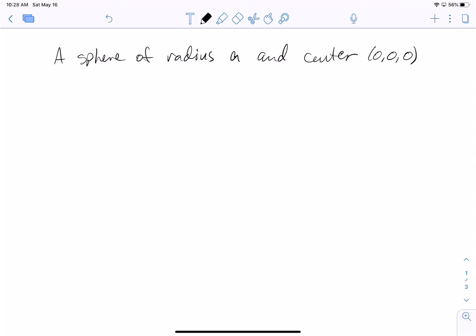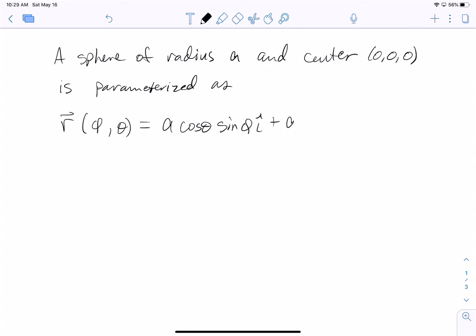A sphere of constant radius, say a, and center 0, 0, 0, is parameterized as r is a function of phi and theta: a cosine theta sine phi i plus a sine theta sine phi j plus a cosine phi k. To ensure that we have the entire sphere, we'd say that phi goes from 0 to pi, and theta goes from 0 to 2 pi.